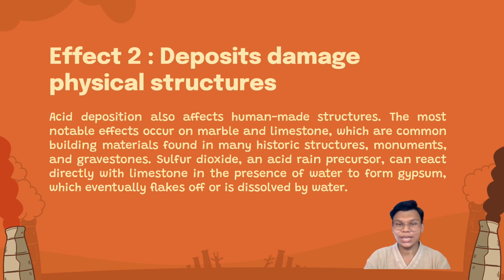Moving on to effect number 2. Acid rain deposits damage physical structures. Acid deposition also affects human-made structures. The most notable effects occur on marble and limestone, which are common building materials found in many historic structures, monuments, and gravestones. Sulfur dioxide, an acid rain precursor, can react directly with limestone in the presence of water to form gypsum, which eventually flakes off or is dissolved by water.